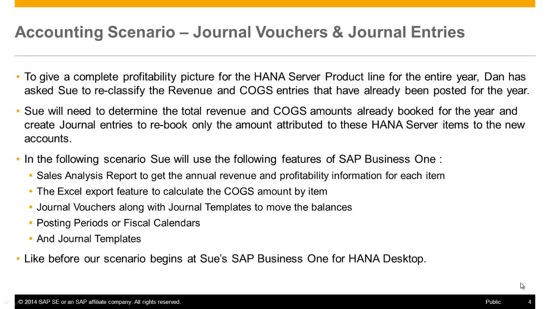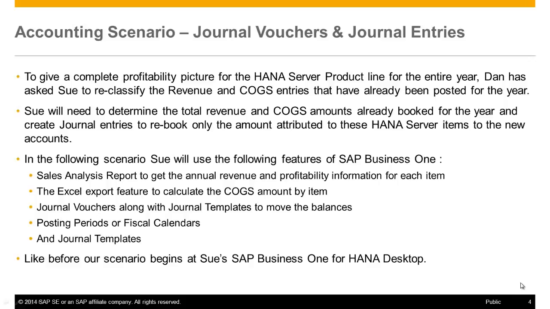Since Sue is very experienced with SAP Business One, she is going to create one journal voucher that will contain all the individual journal entries she will post. In the following scenario, Sue will use the following features of the SAP Business One accounting module: the sales analysis report to get annual revenue and profitability information for each HANA server, the Excel export feature to calculate the cost of goods sold amount by item, journal vouchers to move the balances to the new accounts as of 7/31, journal templates to facilitate the fast and error-free posting of those journal entries, and posting periods or fiscal calendar.